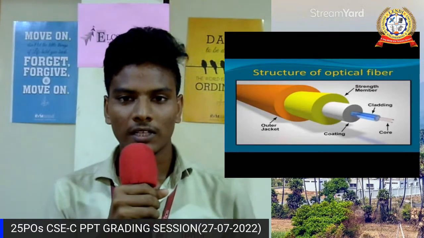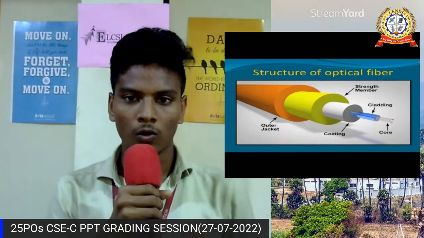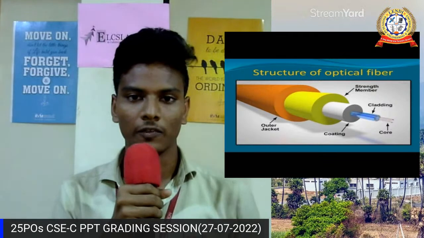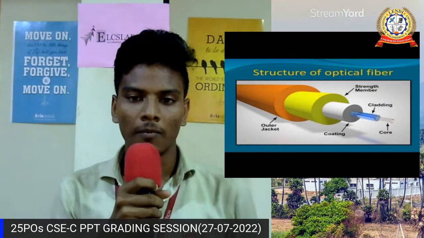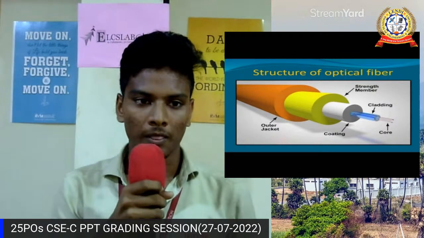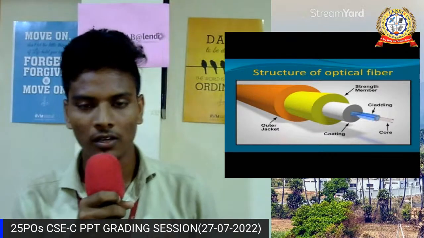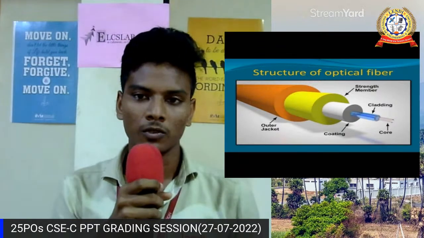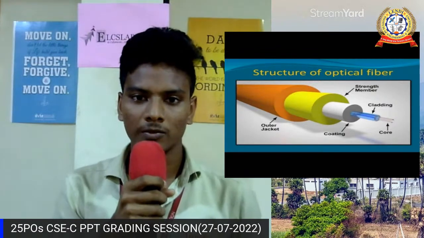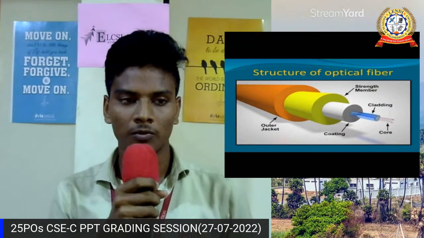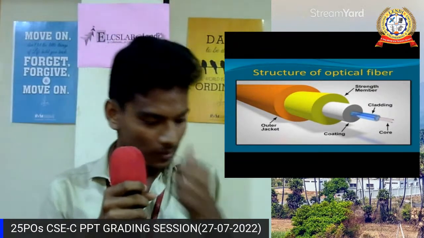The innermost cylinder is called the core, which acts as a denser medium, and it is surrounded by the cladding, which acts as a rarer medium. Between the cladding and the buffer jacket, there is a silicon coating. This helps the quality of transmission of light. And coming to the buffer jacket, it helps to protect the product from moisture.